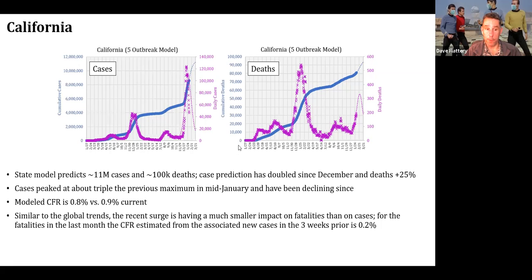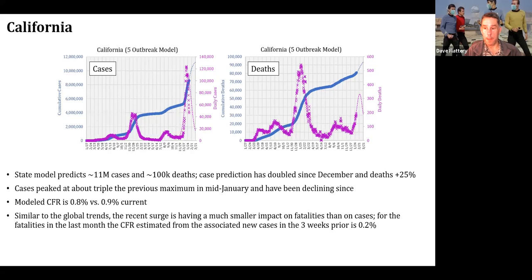They have been declining for a little over 2 weeks now in California. The model case fatality risk is 0.8% versus 0.9% right now, which is below where it's been after not changing for pretty much most of 2021. It's now dropping, which again, I think is evidence of Omicron's lower fatality risk.